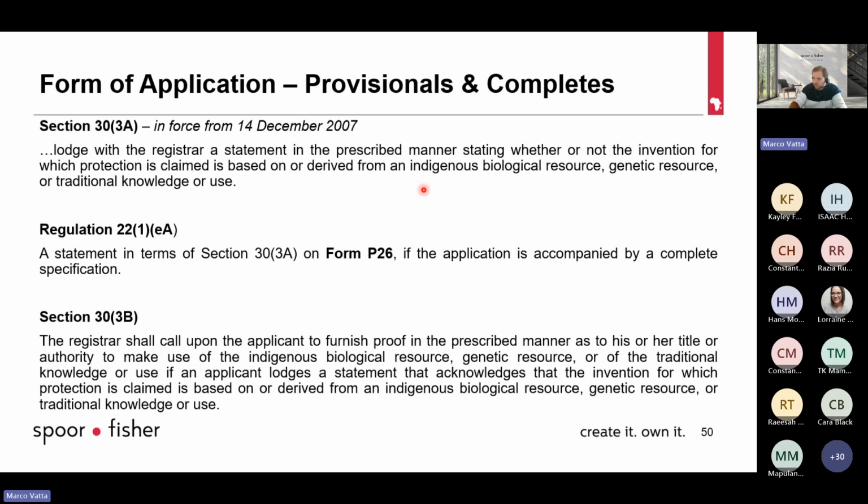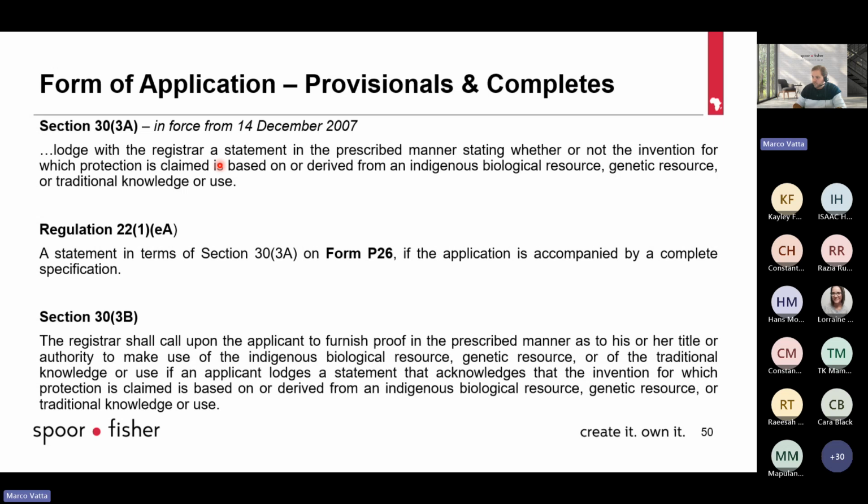One of the grounds on which the patent can be revoked is if a false declaration is made. So if the invention does relate to a South African biological resource and those requirements have not been complied with, and a false declaration is made stating that the invention is not related to an indigenous biological resource, then the patent can be revoked on that basis.